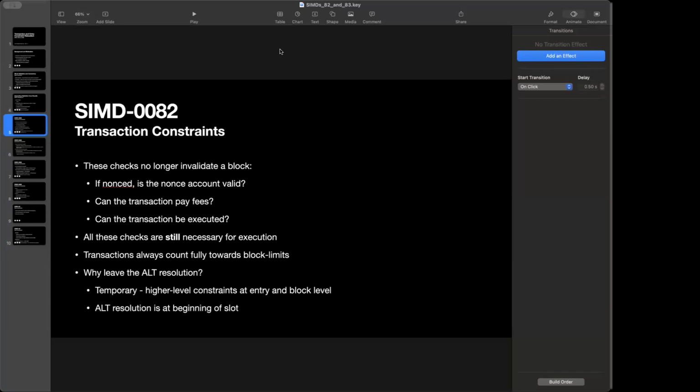Additionally, ALT resolution is slightly different than the rest of these 3 constraints. For the rest of these 3 constraints, the answer can change based on the execution of transactions within the block that you're validating, whereas the ALTs are resolved at the beginning of the slot. Your view of them is essentially frozen when the slot begins. And so transactions within the block that you're validating can't change the ALT resolution. That makes it so you can validate a block and just answer the question, does this block meet all of the constraints without executing the block, as long as you've executed previous blocks.